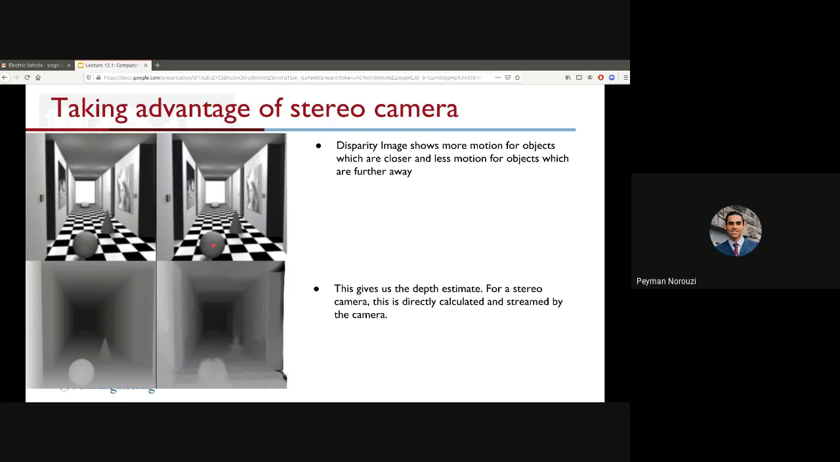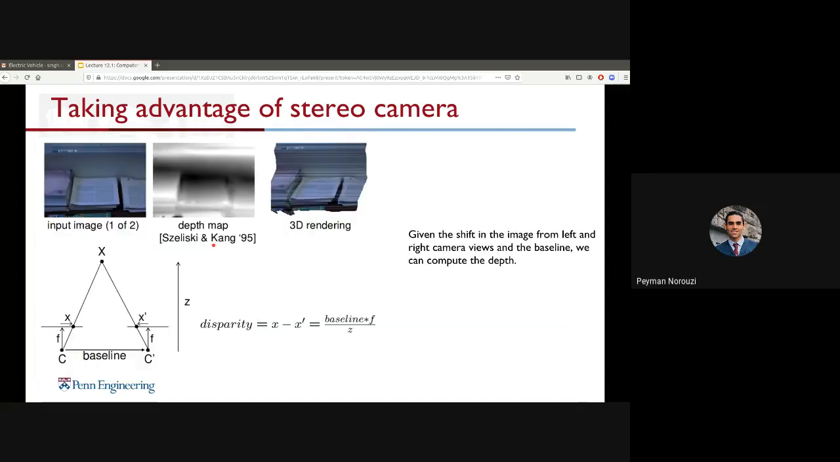So for each specific pixel, you are just finding the values of two cameras, the difference in the two camera values. And for that specific pixel, you find the depth.